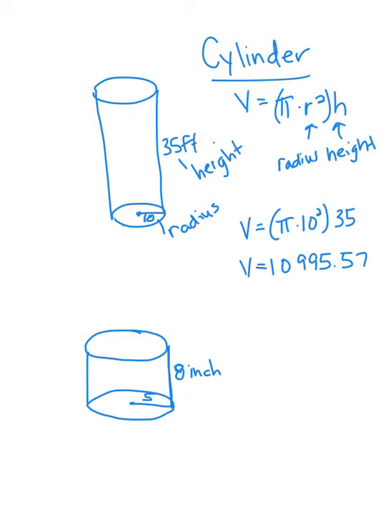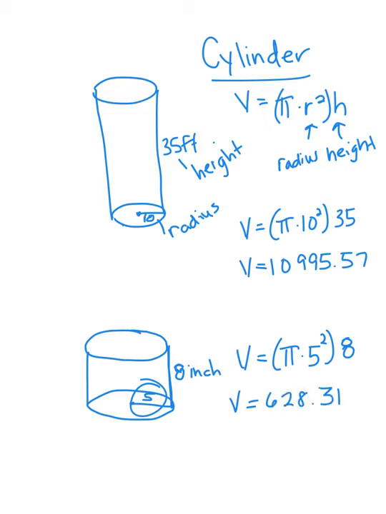The second one, you're looking at more like a fat soup can on that one. So volume equals pi times the radius, which is 5 in this case, it's right there, squared times the height, which is 8. So pi times 5 squared gives you 78.53, and then you multiply that by the height, and you get 628.31. And up here, the units would be feet cubed, and down here it would be inches cubed.